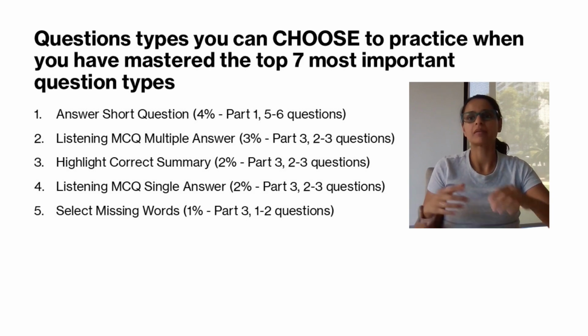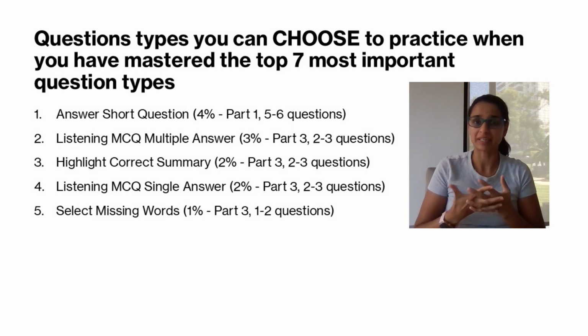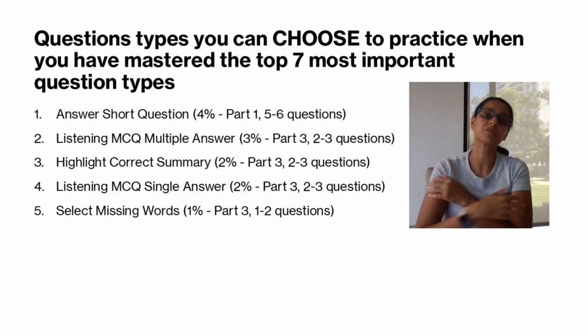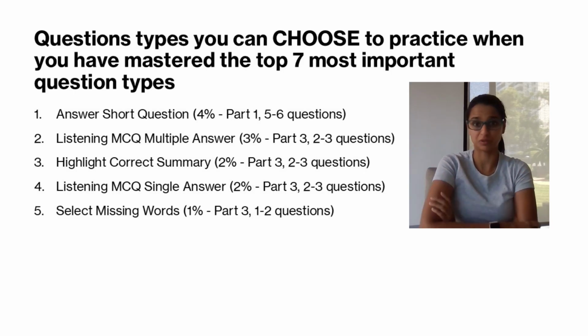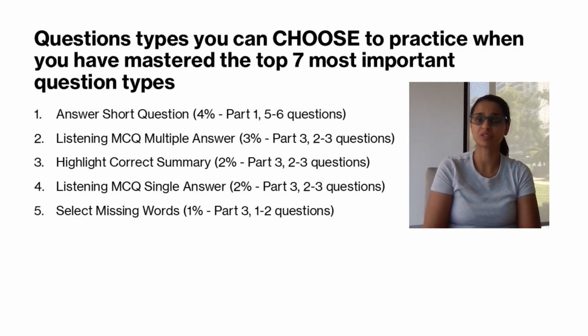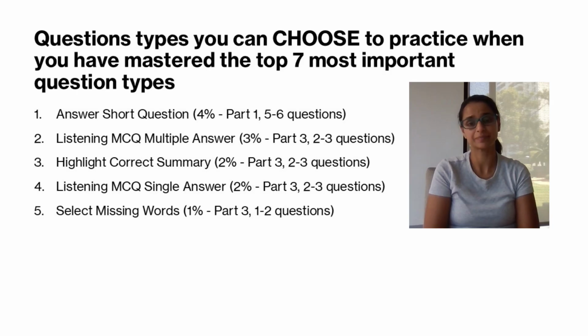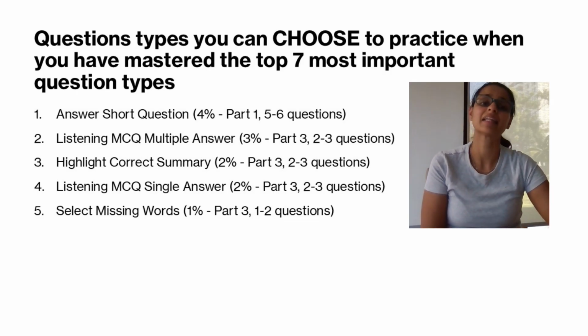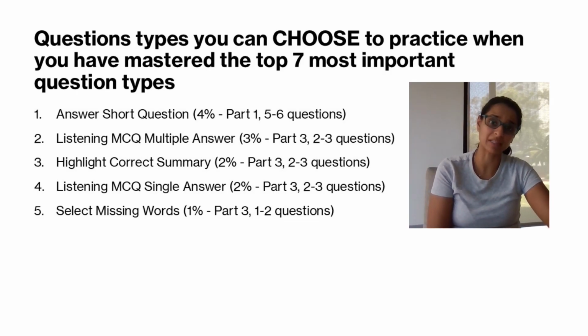Now, the question types you can choose to practice when you have mastered the top 7 most important question types are answer short question, listening multiple choice multiple answer, highlight correct summary, listening multiple choice single answer, and select missing words. On this slide, you can see that I've given you the percentage that it contributes to the final listening score and the number of times you will have to answer this question.